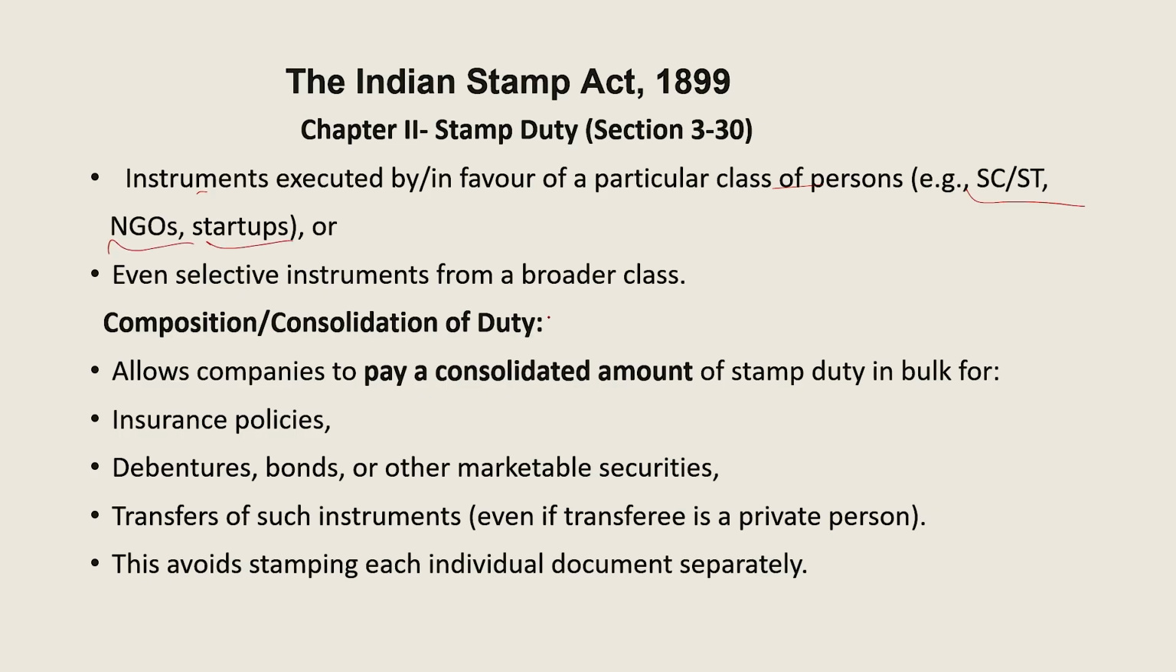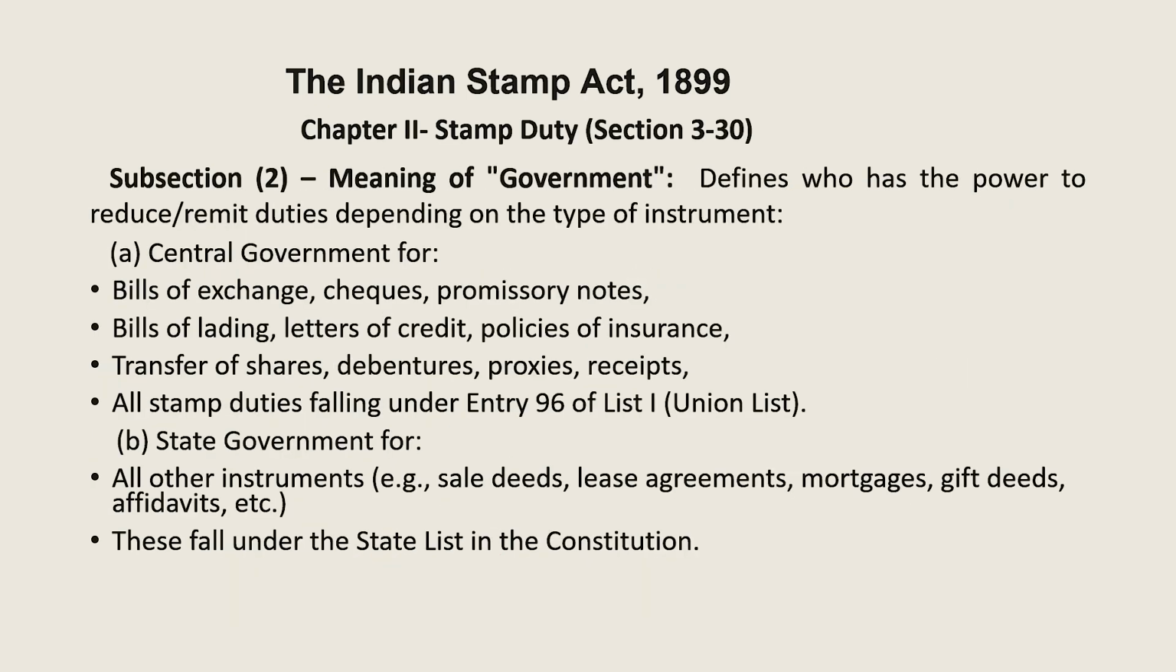What is the composition or consolidation of duty? See, when we discuss composition or consolidation of duty, it allows companies to pay a consolidated amount of stamp duty in bulk. For what? For insurance policies, for debentures, for bonds, for other marketable securities. So the transfer of such instruments, even if the transferee is a private person, right? And then this also avoids stamping each individual document separately. It will otherwise create a lot of burden.